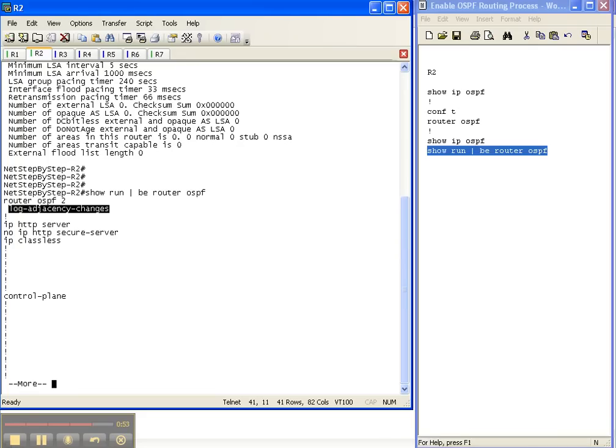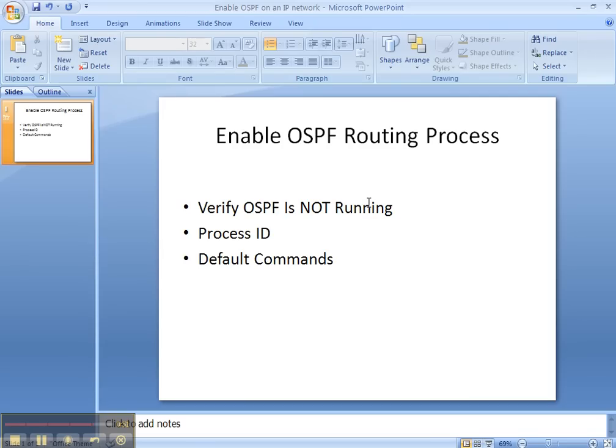Okay, so that's all there is to it. Once again, we enabled the OSPF routing process on router 2. We first verified that OSPF was not running. We then talked about the significance of the process ID in OSPF, and once again, it's locally significant. And then we looked at different default commands that were enabled in the show running-config, and also default timers and things that were enabled when you configured an OSPF routing process. All right, that's all there is to it.